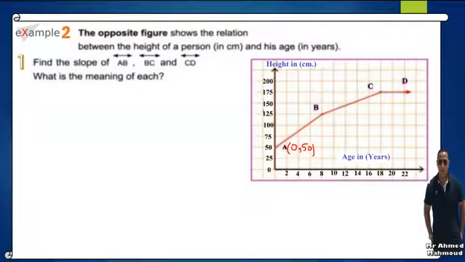The point B here, it's 8 and 125. The point C, it's 18 and 175. Finally, D, it's 22 and 175.